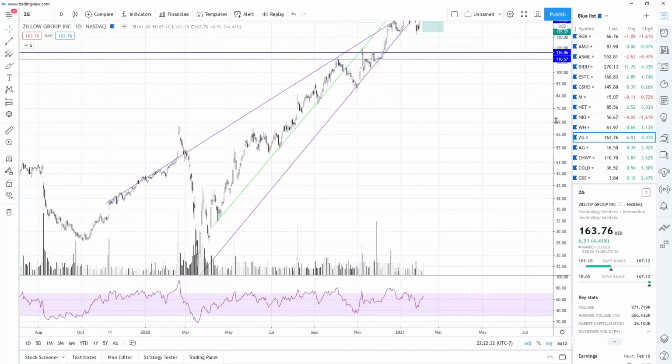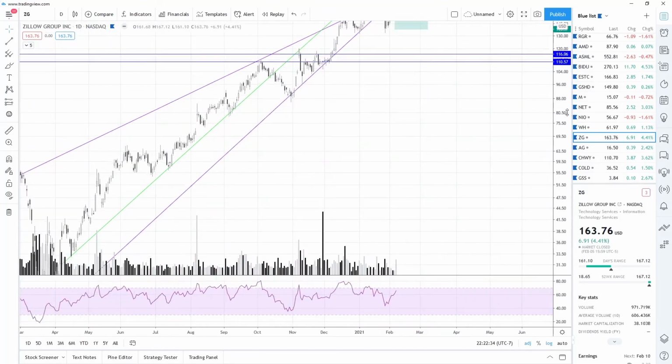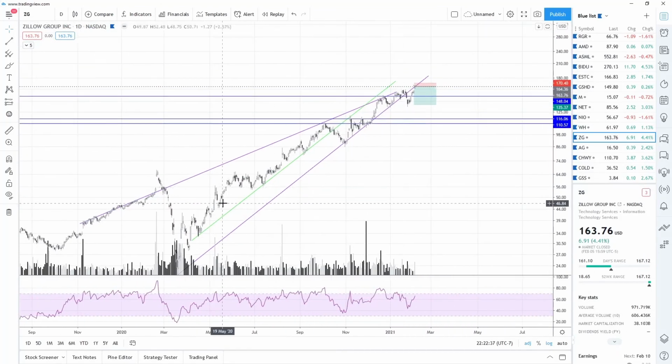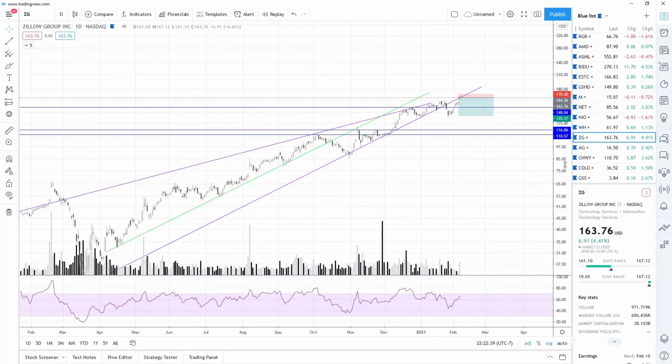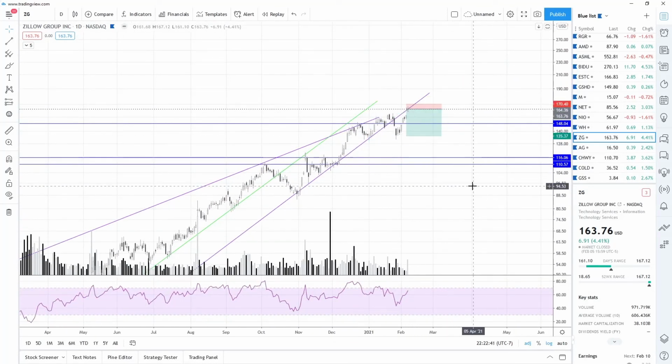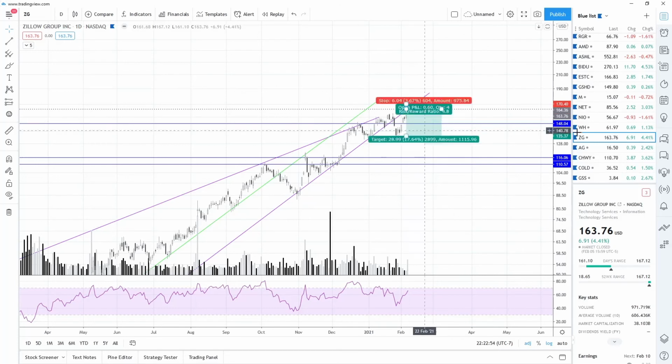Zillow, I think I am in this trade short, but it's been a long rising wedge, and then we've finally broken down and are doing a back test. Now, let's see what the short float, or short interest, is. It's only 1%, so I don't think they're going to have a short squeeze on this.